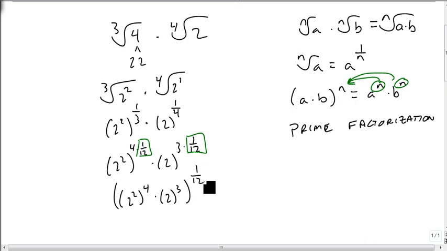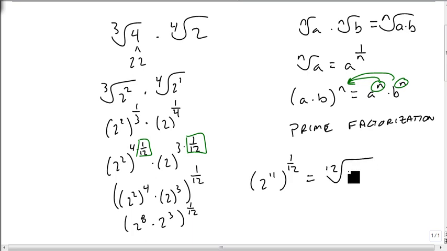Well, from here, we just need to multiply this out. So 2 squared to the 4th is 2 to the 8th, times 2 to the 3rd, to the 1/12. Combine our bases: 2 to the 11th to the 1/12, which is the 12th root of 2 to the 11th. And 2 to the 10th is 1024. Double that, because that takes care of the 11, to get 2048. And so my answer is the 12th root of 2048. Notice I can't take anything out because the 11 is smaller than the 12. I have less 2's than I need.